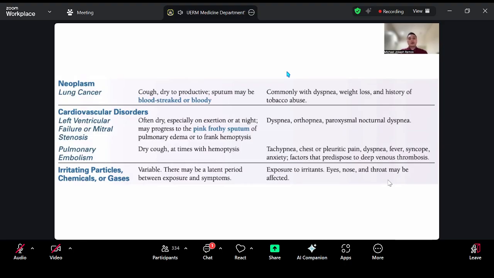You can also have cardiogenic causes of cough, such as in left ventricular heart failure or severe mitral stenosis, wherein there is extravasation of fluid into the alveoli due to the increased pulmonary pressures.